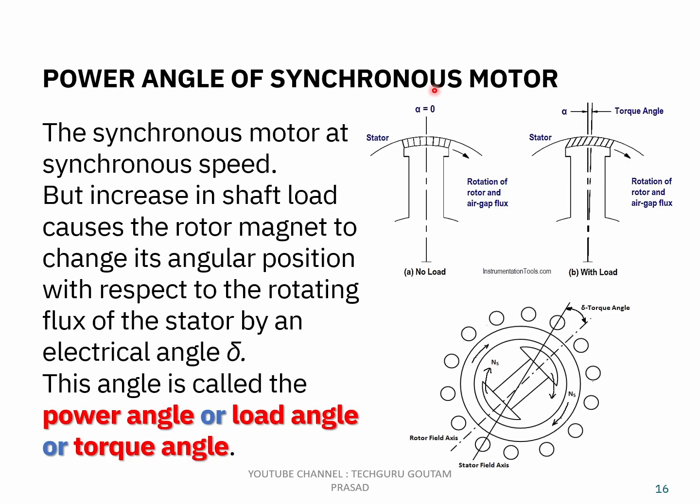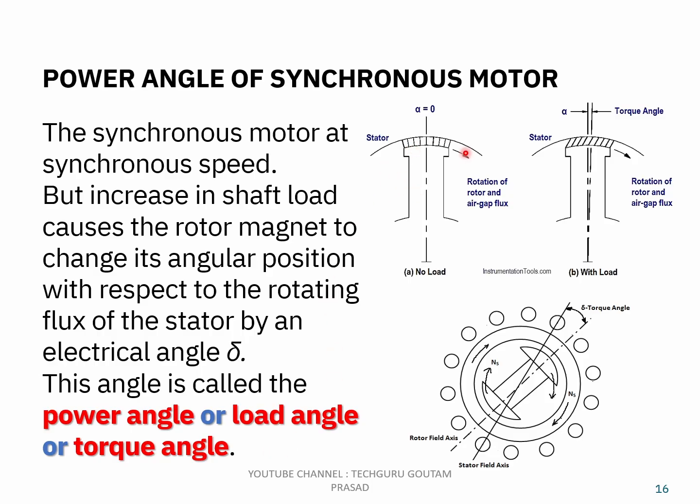So power angle of the synchronous motor must be understood when we are discussing the synchronous motor. The synchronous motor runs at the synchronous speed, but increase in the shaft load causes the rotor magnet to change its angular position with respect to the rotating flux of the stator by an electric angle delta. And this angle delta is called power angle, load angle, or torque angle. So these are the three names of this angle: power angle, load angle, and torque angle. You can call it by either name.